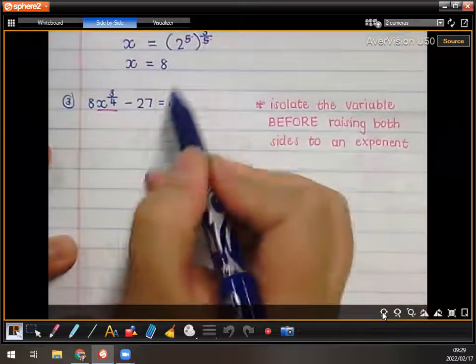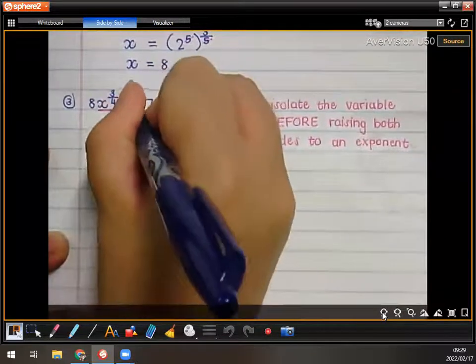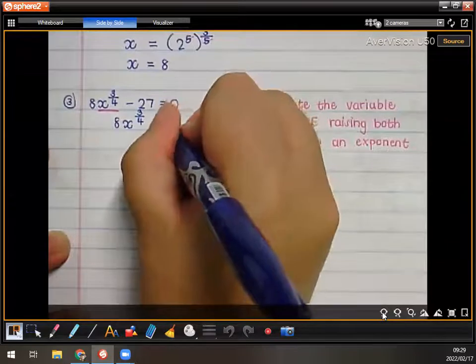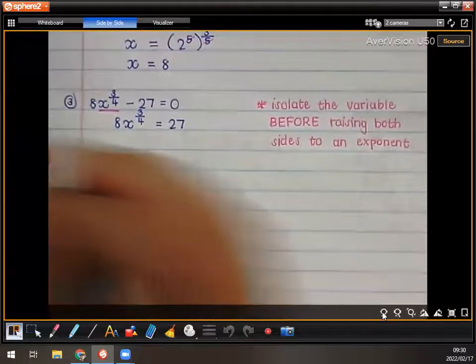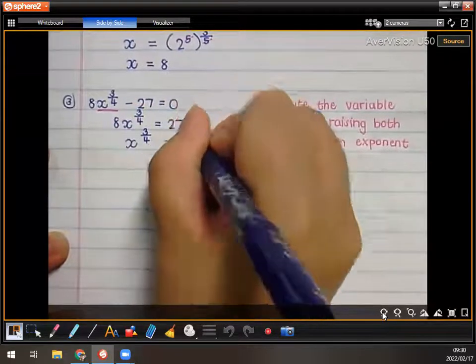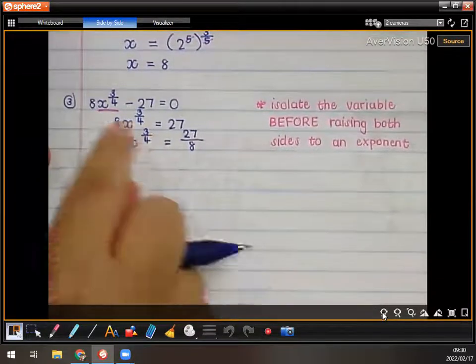All right, so we're going to move this minus 27 over first. It's going to become positive 27, right? We're going to have 8x to the 3 over 4 equal to 0 plus 27, so just 27. And now we're going to have to divide by 8. All right, so we're going to have x to the power of 3 over 4 is equal to 27 over 8. Now, 8 unfortunately does not go into 27, all right? But we're going to leave it like that for now. I don't want you to panic. Okay. Now we have our x isolated.